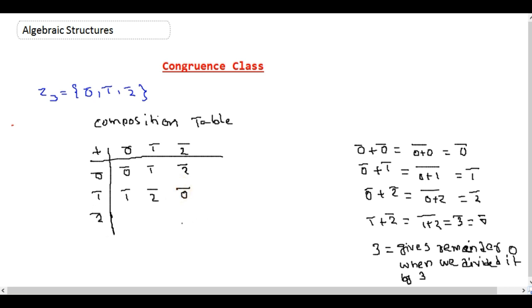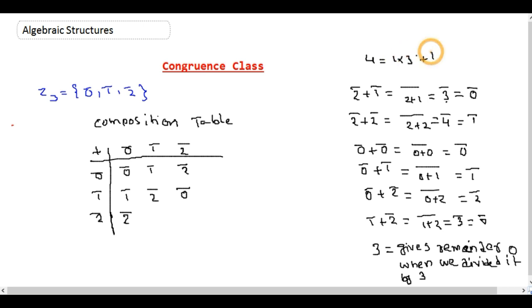So for any number we get in the set J3, just divide it by 3. So 2 bar plus 0 bar is again 2 bar. Now 2 bar plus 1 bar is 2 plus 1, which is 3 bar. Dividing 3 by 3, we get remainder 0, so we get 0 bar. Now what about 2 bar plus 2 bar? It gives 2 plus 2 whole bar, which is 4 bar. Dividing 4 by 3, the remainder will be 1, because 4 is 1 into 3 plus 1, so 4 bar is 1 bar. So we get 0 bar and here we get 1 bar.